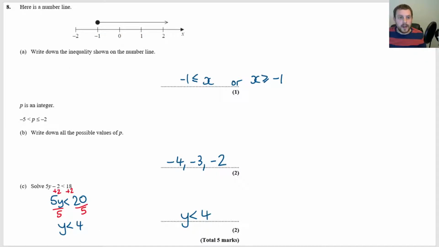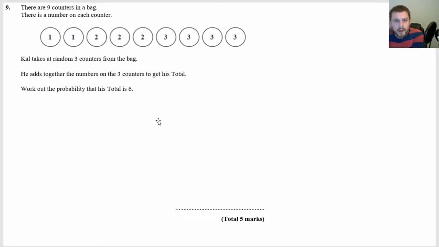Right, okay, next one. There are 9 counters in a bag. There is a number on each counter. So we've got obviously 9 counters. We've got 2 1s, 3 2s, and 4 3s. Carl takes at random 3 counters from the bag. He adds together the numbers on the 3 counters to get his total. Work out the probability that his total is 6.